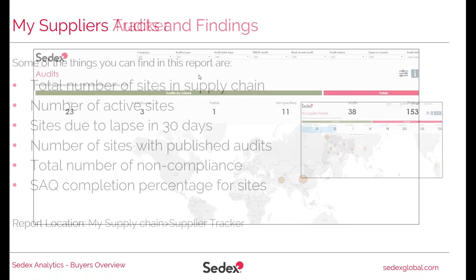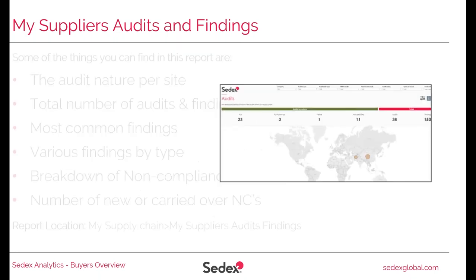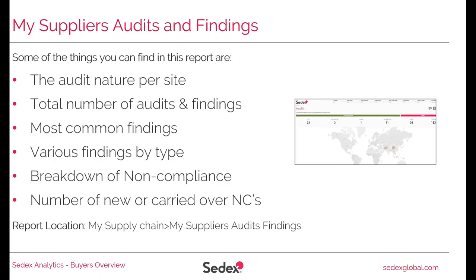So I guess a good one to look at is the My Suppliers Audits and Findings. And hopefully, Anu, this might explain a bit more about your question. I'll show you the report and you can let me know whether this is what you were looking for or not. But this is a good report when it comes to seeing things like the audit nature per site, total number of audits and findings, most common findings. If you want to look at the breakdown of non-compliances, number of new or carried over non-compliances, there's quite a lot of detailed information.